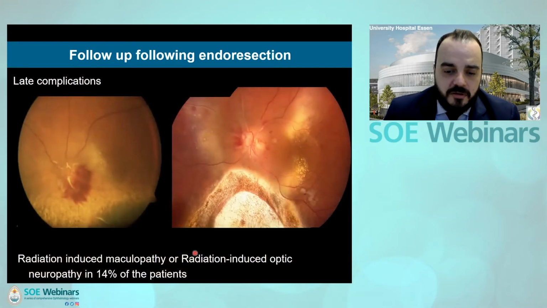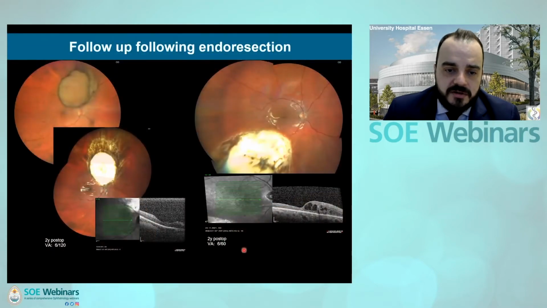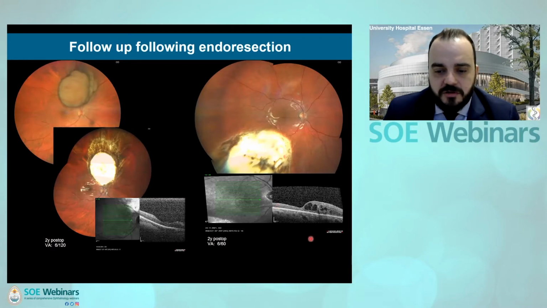Radiation-induced maculopathy or radiation-induced optic neuropathy are late complications and may come up in 40% of our patients. But still, the results are pretty good. You can see here a very large tumor, 10.4 millimeters in thickness, 15 months following surgery, attached retina, and here a young patient 8 years afterwards with a very good visual acuity. Or here another 10 millimeter tumor on the left side following surgery and removal of silicone oil, or on the right side following surgery and removing the silicone oil, but still with radiation-induced maculopathy.